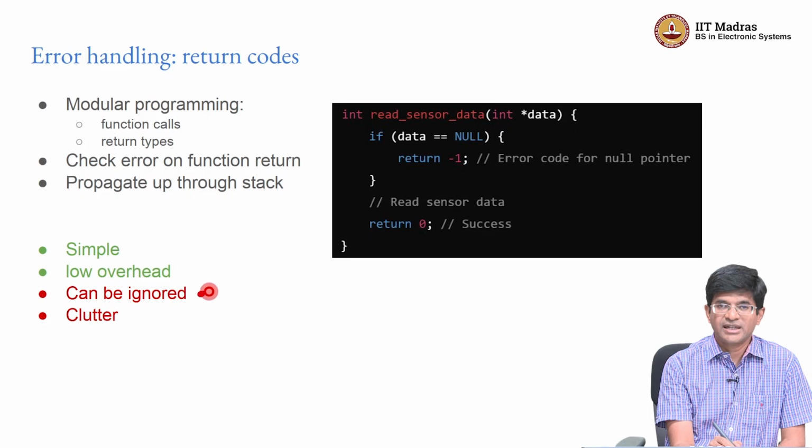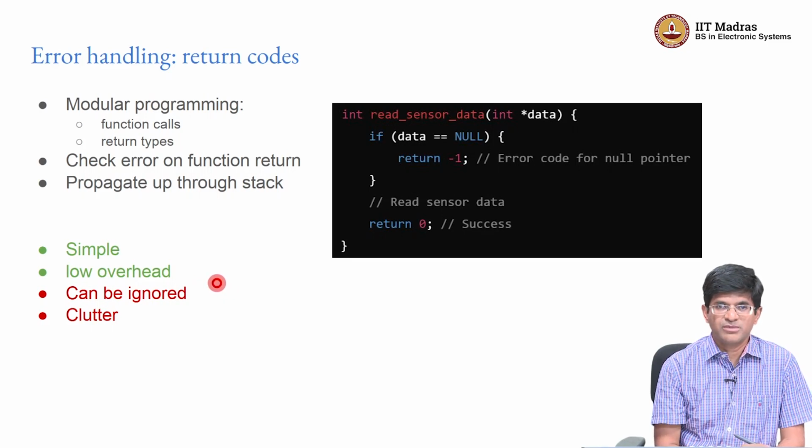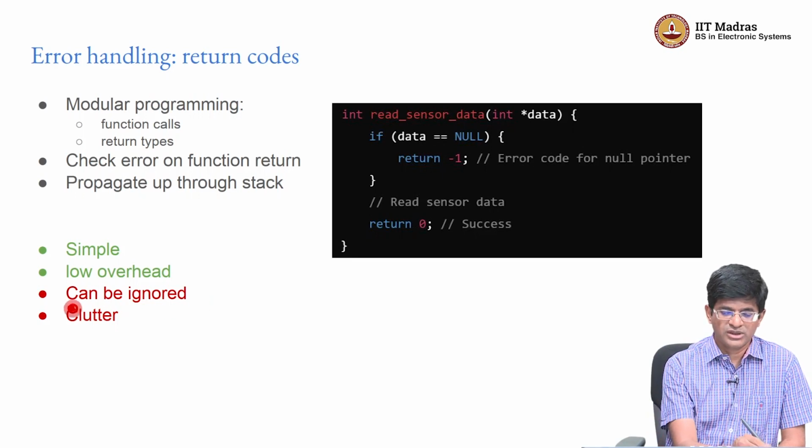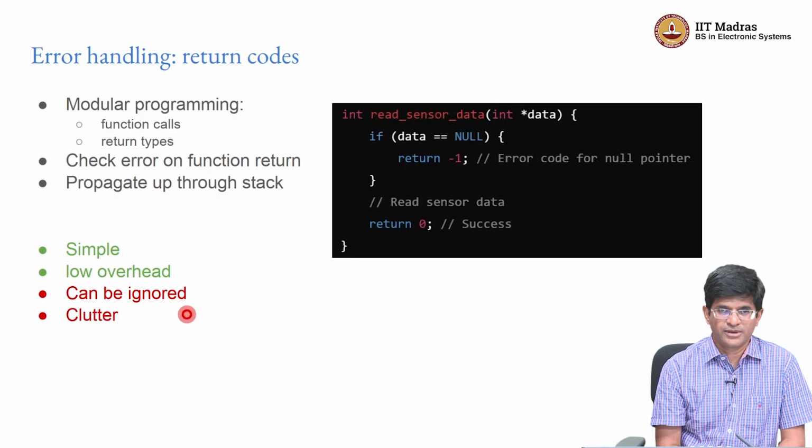However, it can be ignored. The number of times that we write C code where we declare FILE star fp and then fp is equal to fopen, the file open function call, and then we don't check whether the result was actually null or not. It happens all the time. It shouldn't ideally be done, but the point is that the error return code can be ignored.